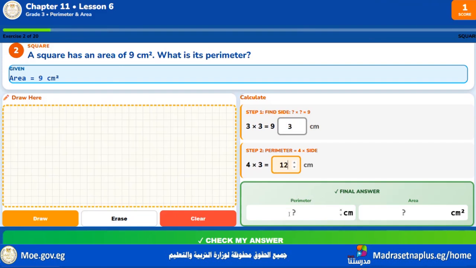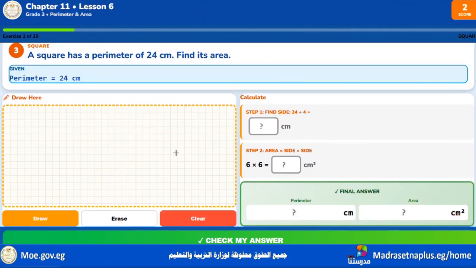Now, let's finish this problem. Perimeter equals 12 and area equals 9, by knowing the side length. The side length equals 3. 3 times itself equals 9. 3 times 4 equals 12. So the perimeter is 12 centimeters and the area is 9 square centimeters.